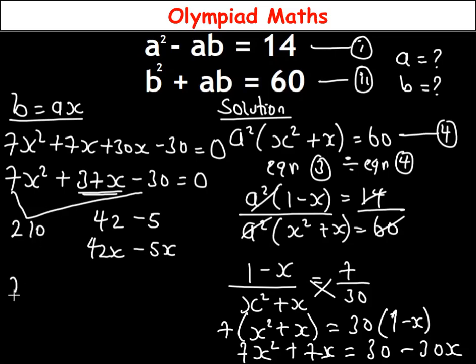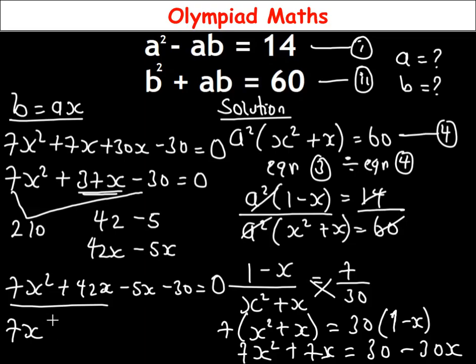So we're going to have 7x squared, then plus 42x, and then minus 5x, then minus 30 is equal to 0. At this junction, factorizing this first group, 7x is common. If we bring out 7x from 7x squared, we have x, then plus, bringing out 7x from 42x, we are left with 6. Also, from this group right here, minus 5 is common. So bringing out minus 5 from here, x is remaining, then minus 5 from minus 30, we have plus 6. So this is then equal to 0.